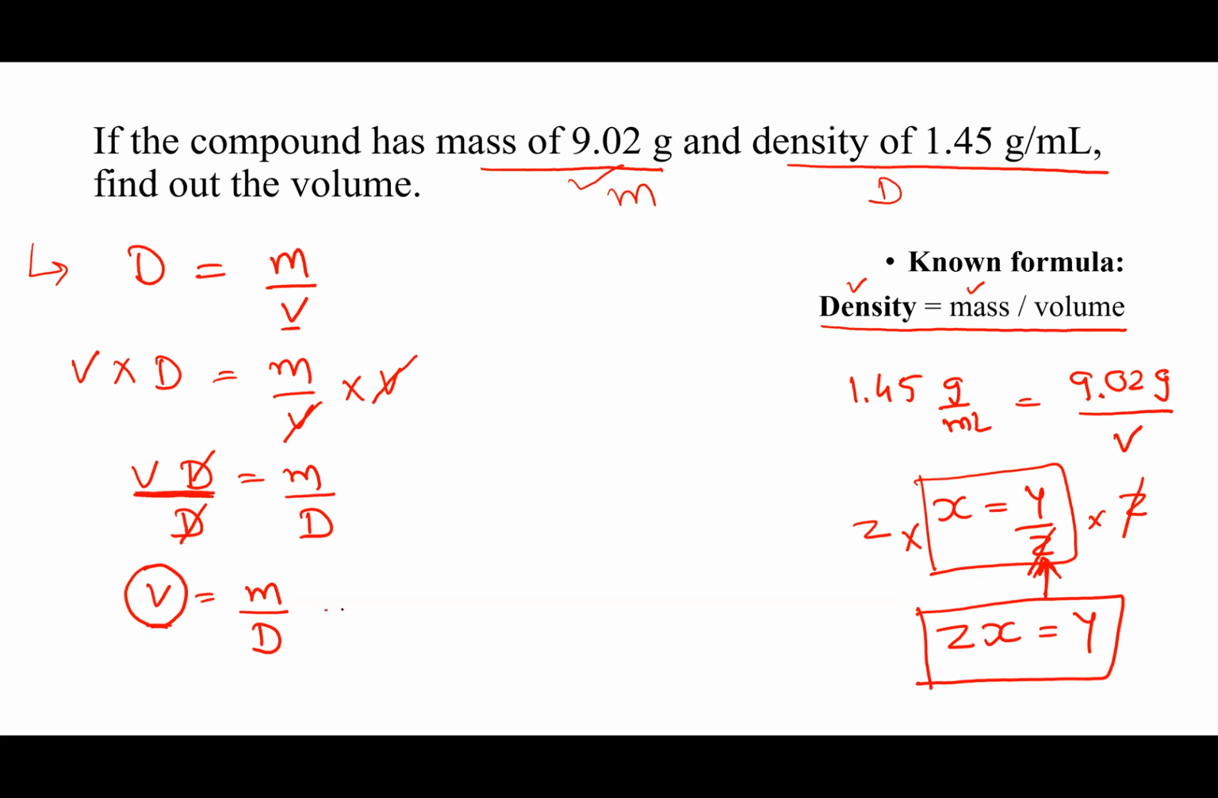All I'm going to do is plug in the numbers. For mass, what is the number I have? 9.02 gram. For density, what number do I have? 1.45 grams over ml. I'm going to ask you to do the math and please let me know the answer.